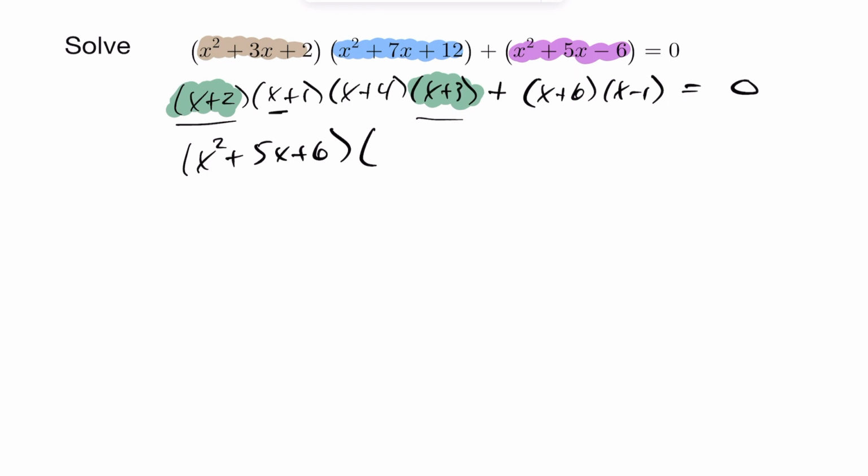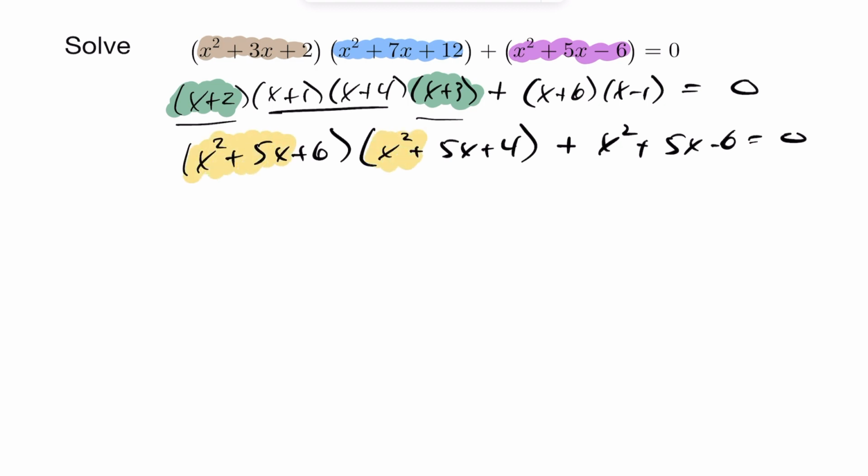And I'm going to re-expand these two together, giving me x squared plus 5x plus 4. And I'm just going to rewrite this one not factored. And now this helps out a bit more. You're getting a bit of a pattern here. You can see I have x squared plus 5x, x squared plus 5x, and x squared plus 5x.